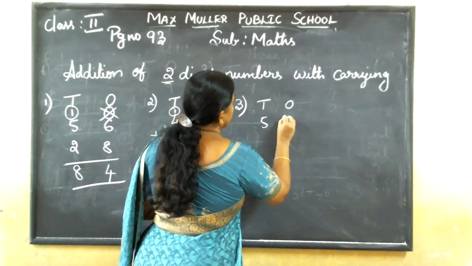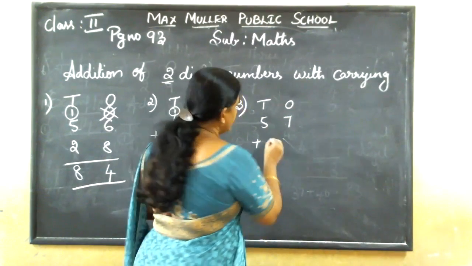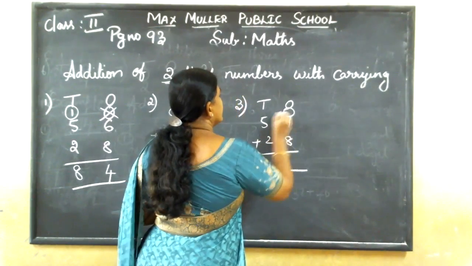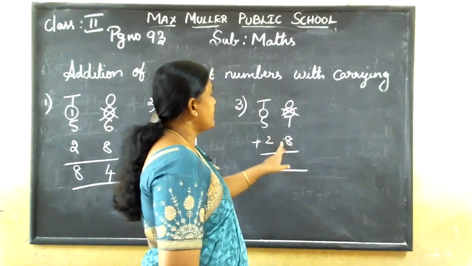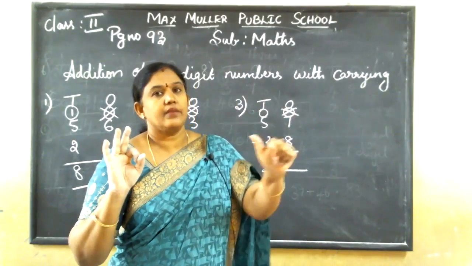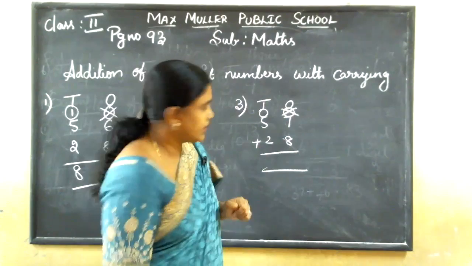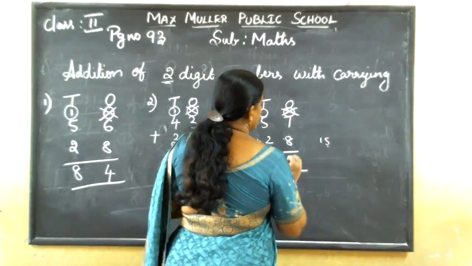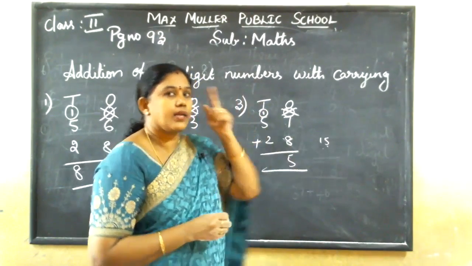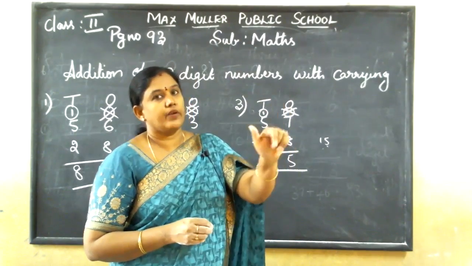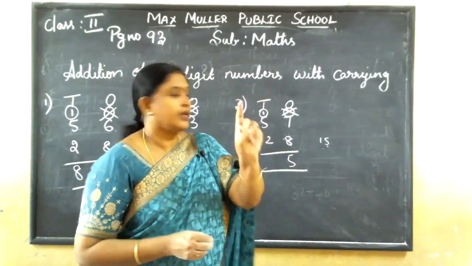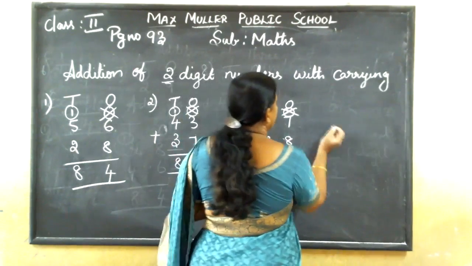57 plus 28. 7 in the mind, 8 on the fingers. After 7: 8, 9, 10, 11, 12, 13, 14, 15. 15 is a two-digit number. 5 will write here, 1 will carry to the tens column. 1 plus 5, 6. 1 in the mind, 5: 2, 3, 4, 5, 6. 6 plus 2. 6 in the mind, 2 on the fingers. After 6: 7, 8. 85. Fourth one.